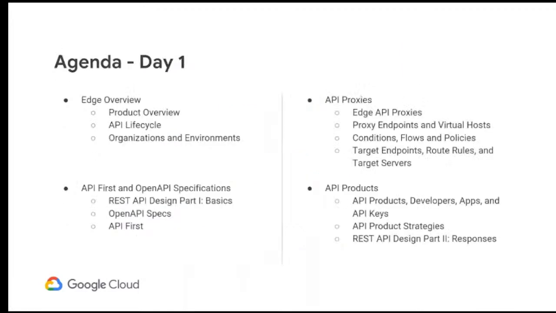In terms of the training agenda, the Apigee training is 24 hours. The whole duration is 24 hours, which is like 3 full days. But we will obviously divide the training hours as per availability and all that. In the first 8 hours, we will learn the Apigee product overview, API lifecycle, organization, environments, all the concepts, and then we will see the API-first approach and OpenAPI specs.